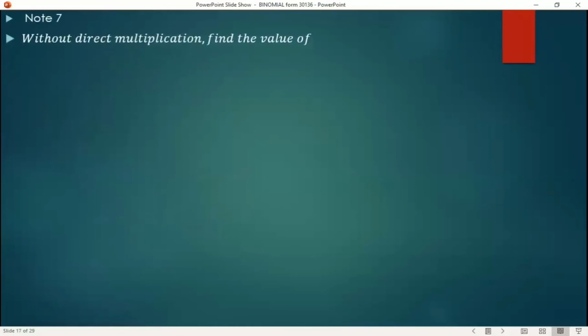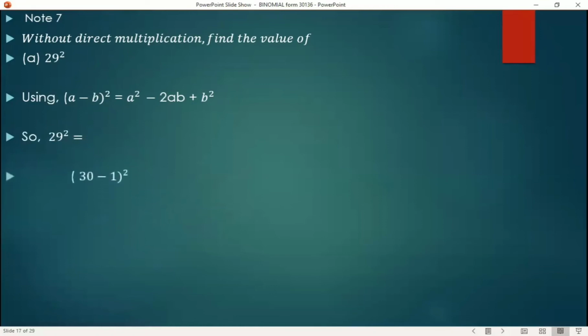Now, the questions can come like, without direct multiplication, find the value of 29 squared, which is the other way around. So instead of doing addition, for 29 squared you have to use subtraction. So use the formula (a − b)² = a² − 2ab + b². So 29 squared, to use subtraction, you take (30 − 1)². So it's 30² − 2 × 30 × 1 + 1².